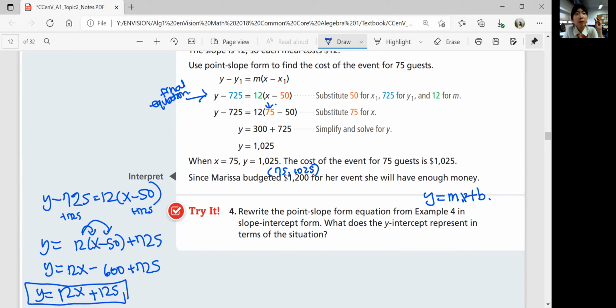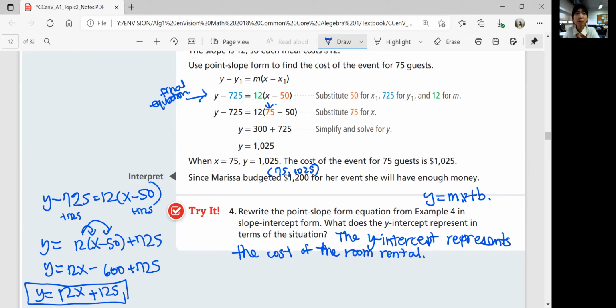What does the y-intercept represent in terms of the situation? The y-intercept is represented by the number 125, but the y-intercept itself here represents the cost of the room rental. Okay, that was Try It number 4.